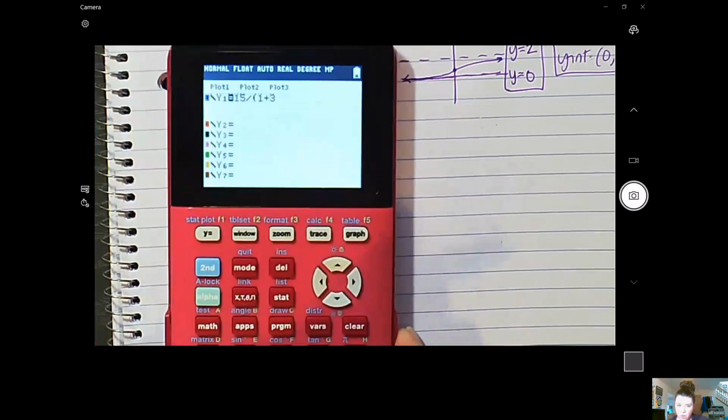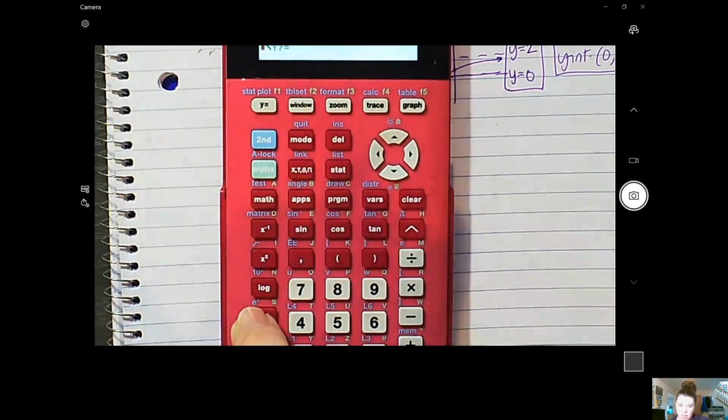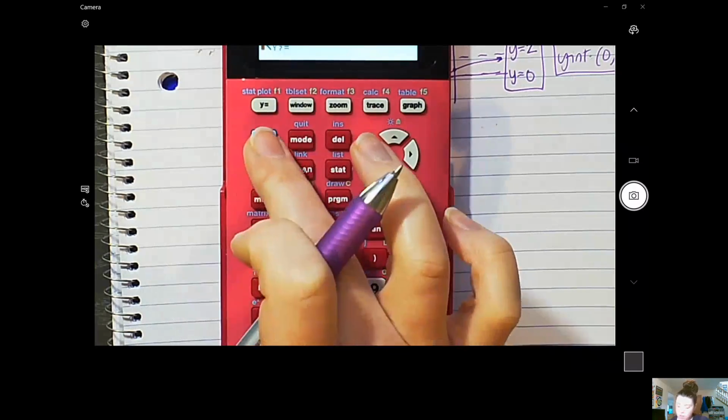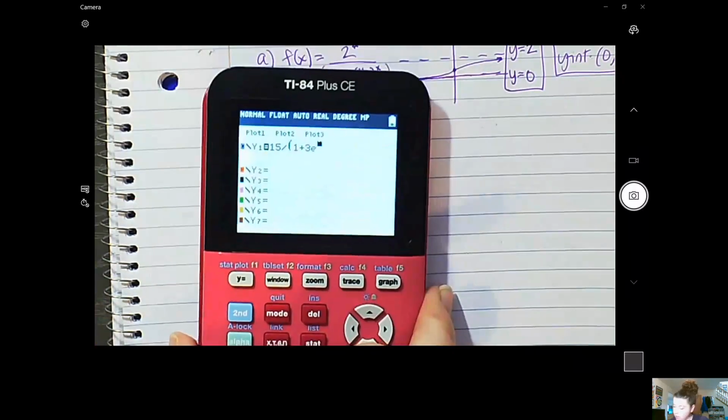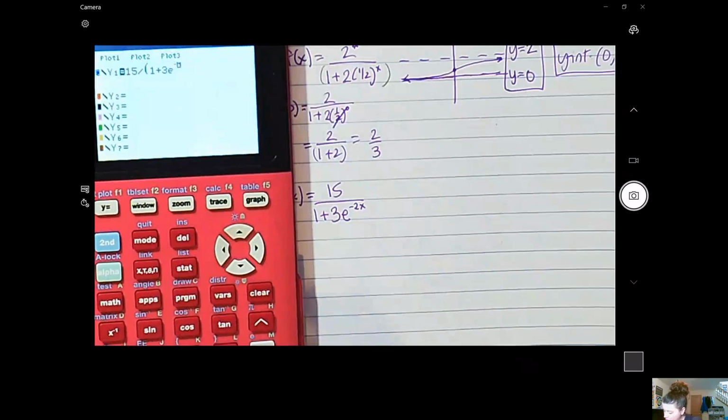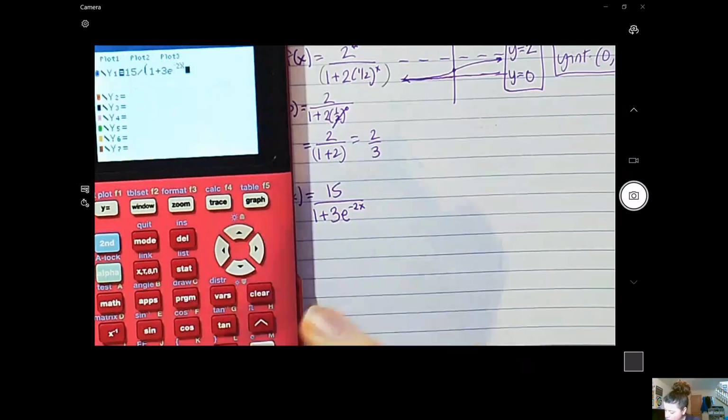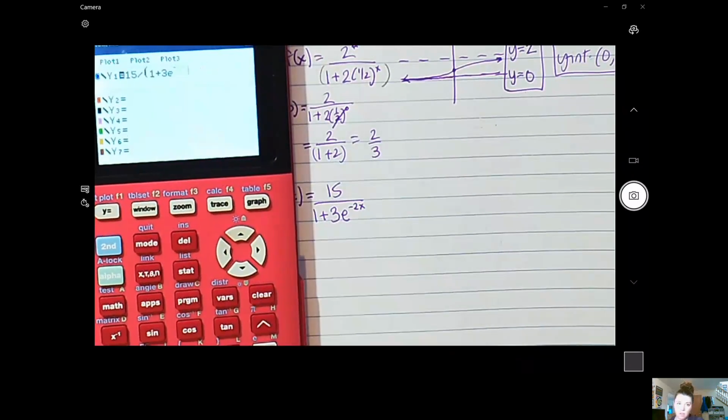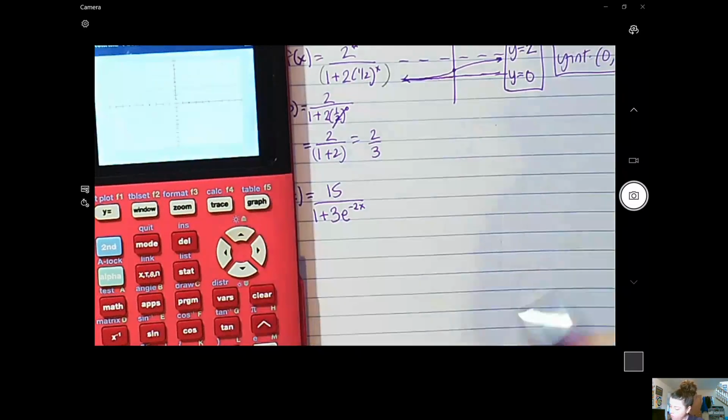Just as a reminder, when I'm typing this in, I've got this e to the x button right here, which will not only put the e, but it will also make it be an exponent for me. So that's really handy. And then I need to use a negative 2x up there. Close the parentheses. Graph.